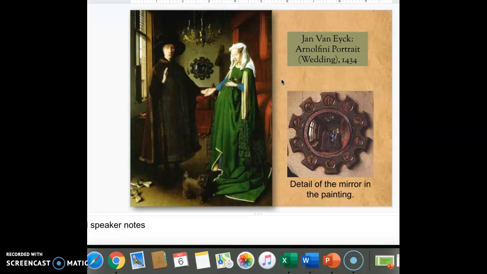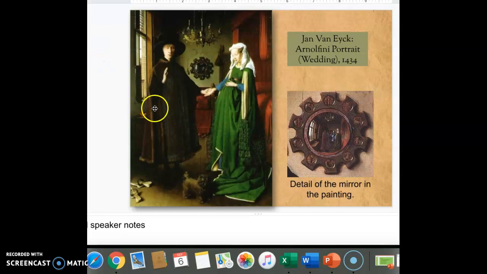I also want to point out a couple of symbols. Some symbolism was used in this painting. The dog symbolizes fidelity. It's usually a symbol of someone who is faithful. We can clearly conclude that they're getting married, and therefore they are faithful to one another.